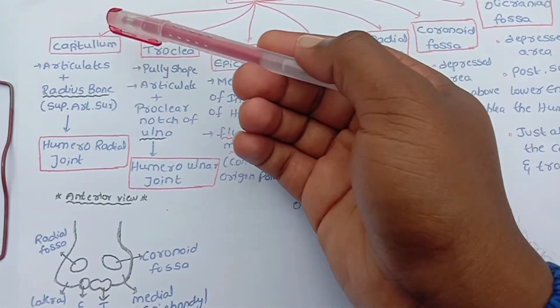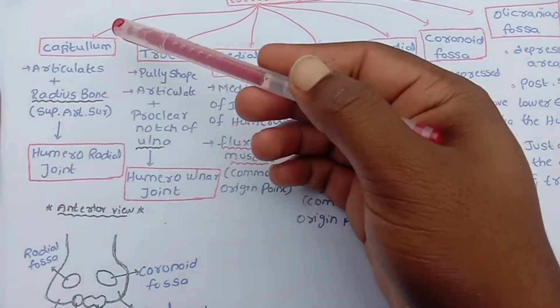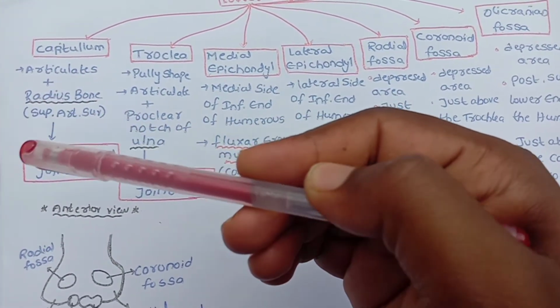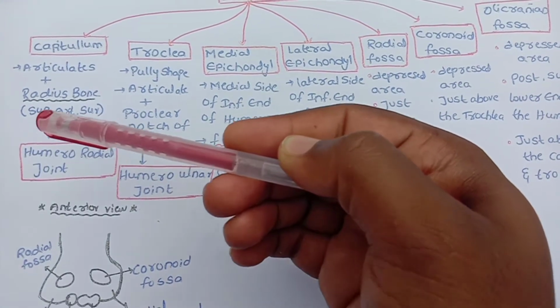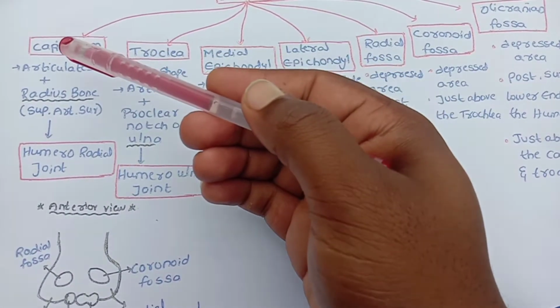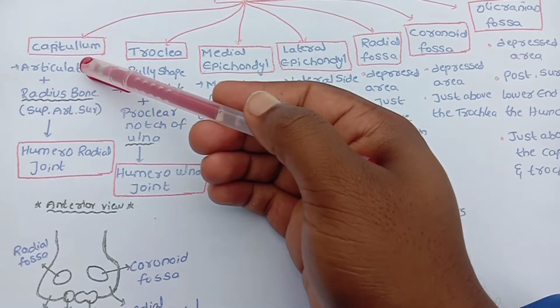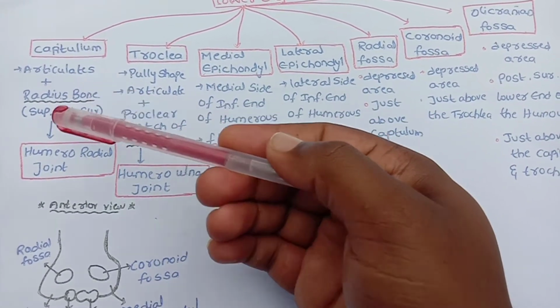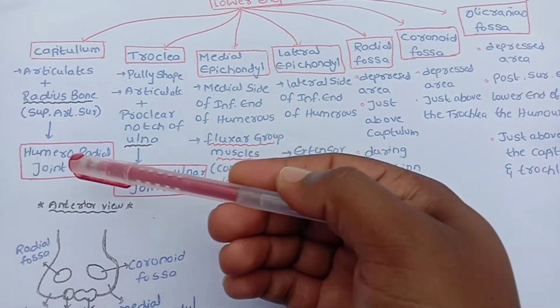Now we will see the capitulum. The superior articular surface of the radius bone articulates with the capitulum to form a joint. That joint is called the humeroradial joint.